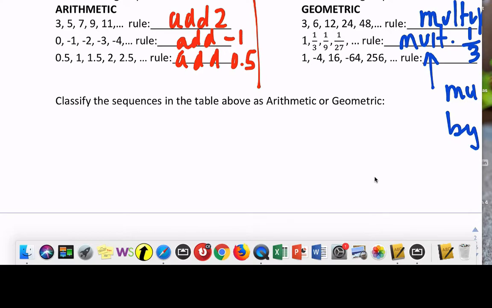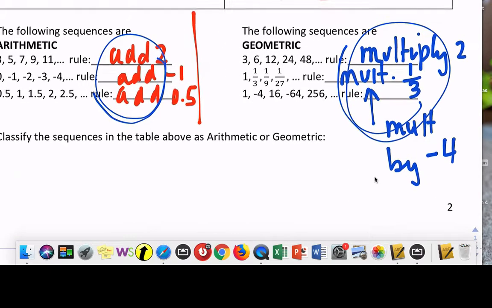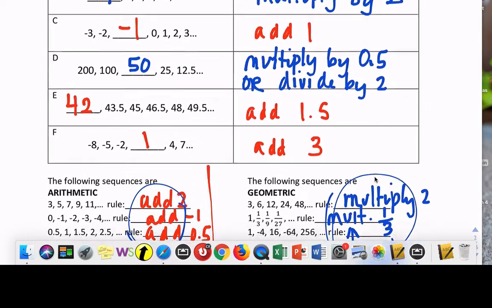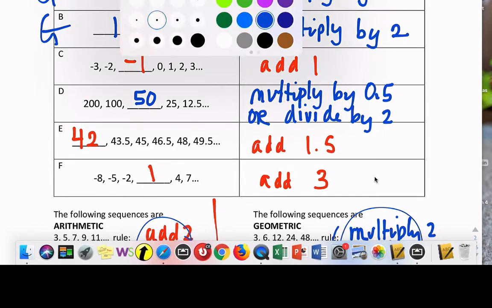So what makes something arithmetic versus geometric? Well, if you notice, all the arithmetic we're adding, or we could say subtracting. And for the geometric, we're multiplying, or we could say we're dividing. So if we look above, all the ones in blue here, the ones that we multiply, these are all geometric. We're multiplying, or here we're dividing by 2. It's the same as multiplying by 1/2 in sequence D. And the rest of them we're adding or subtracting to find the next term.